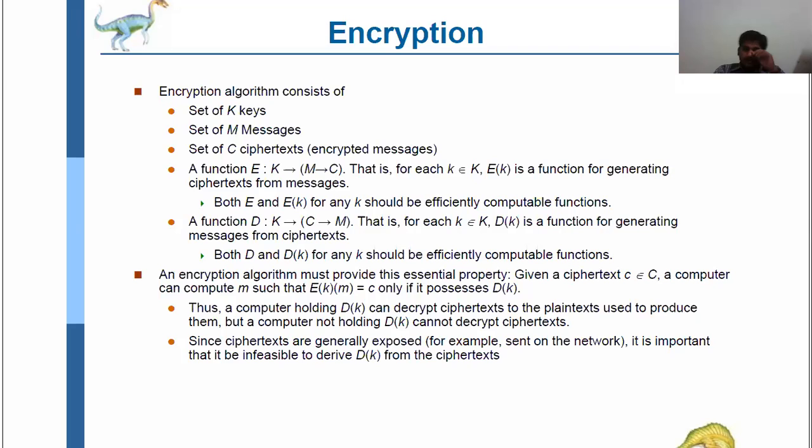An encryption algorithm must provide this essential property: given a ciphertext C belonging to capital C, a computer can compute the message M such that E of K applied to the message gives the ciphertext, only with the process of decryption. So we can get the message back only when we do the decryption along with the key.